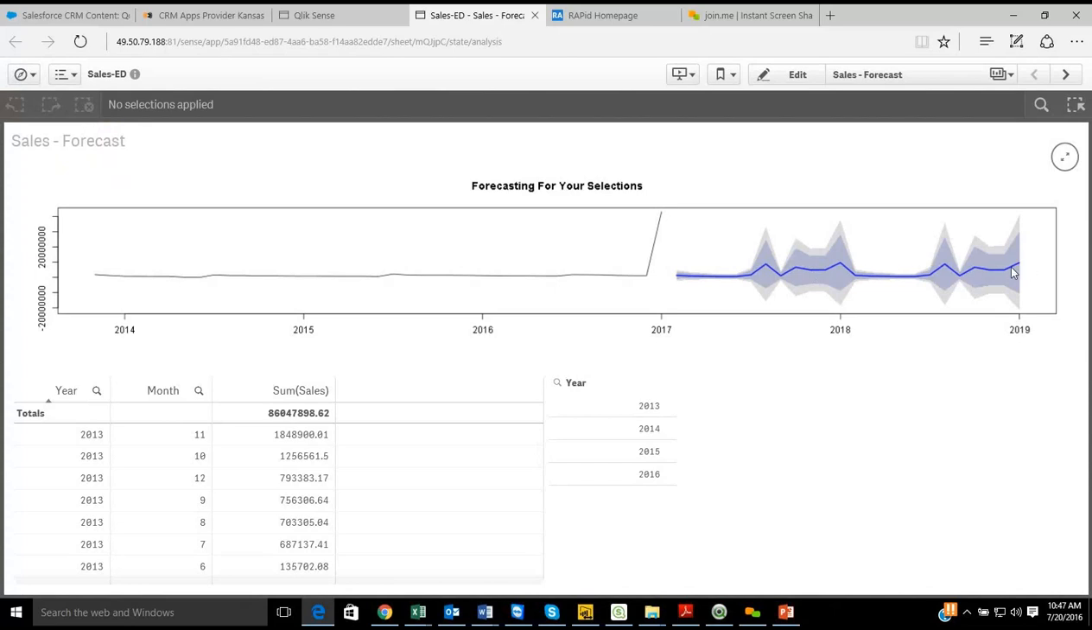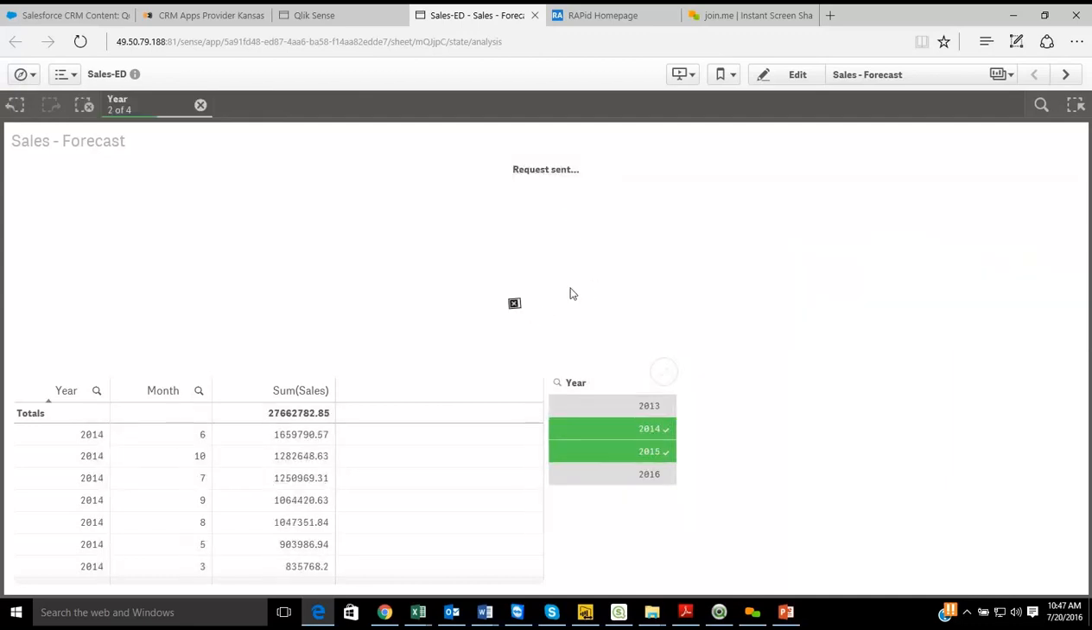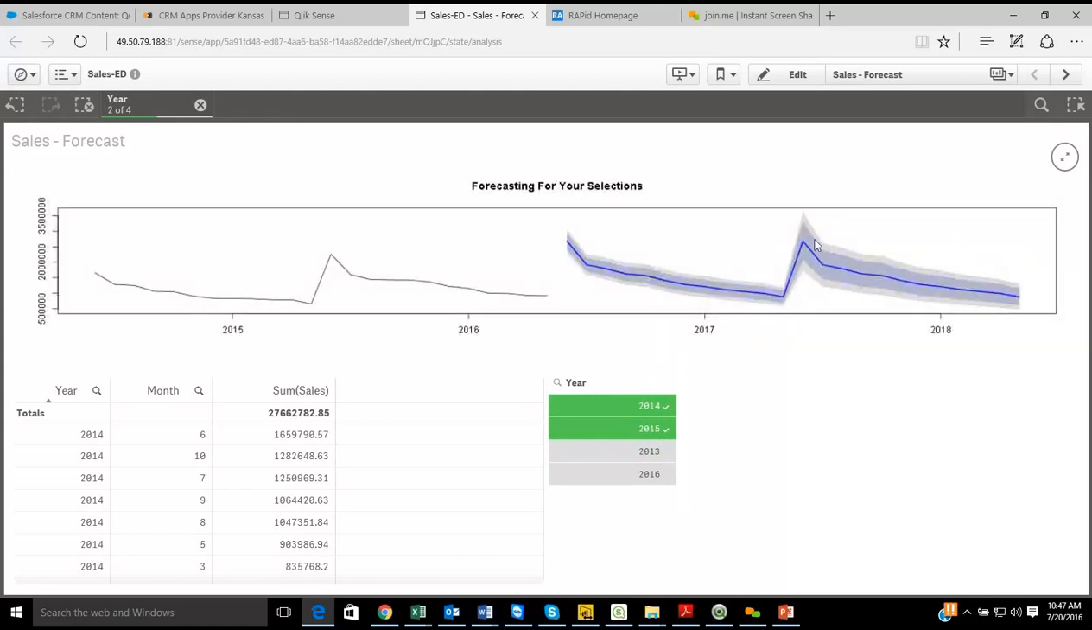Now, as a salesperson or as a sales director, you say, I don't want to take into account any revenues for the current year because it's still not over. I want to only look at the completed years, the last 2 years. I'm going to select the last 2 years, and my forecasting model in real time is going to go back and give me a new forecast based on that.